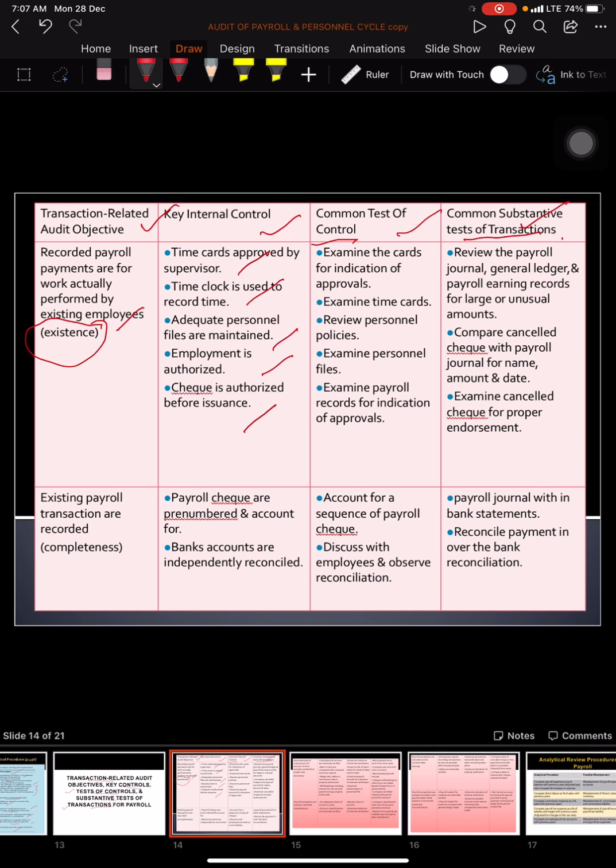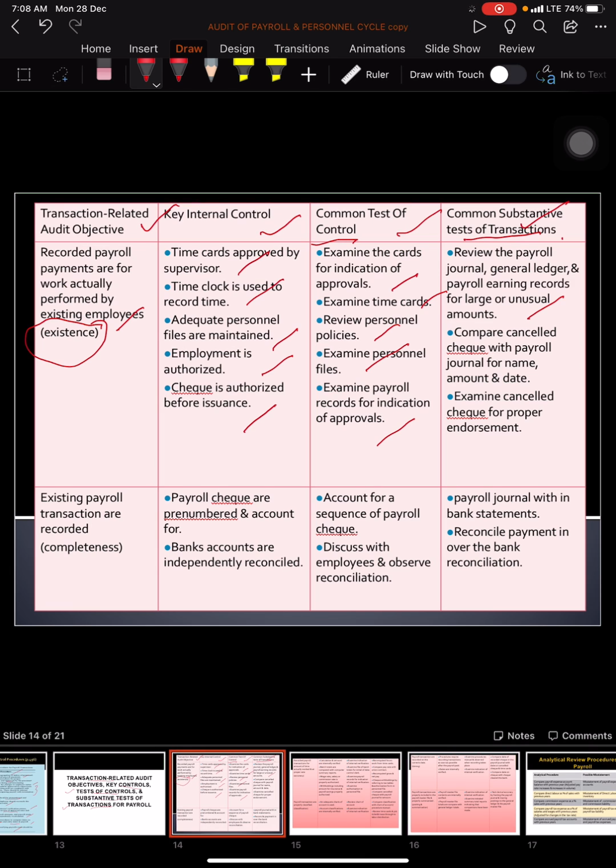So in order to test the control, what you should do is examine the card for the approval, and then check for the time card, review the personnel policies, and then examine the personnel file. You just pick one of the employee files, this is the personnel file, and check into detail. Then you examine payroll records for indication of approval.